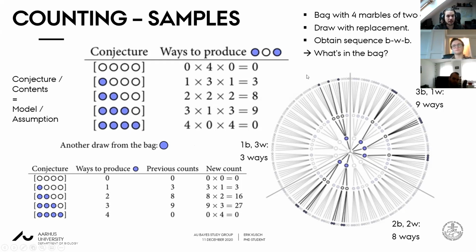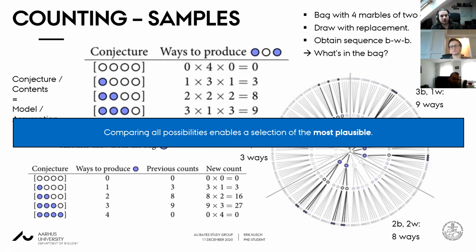The sequence doesn't actually play any role. Irrespective of which sequence we sample them in, we would always get to these counts right here. So comparing all possibilities that we get from counting all of these different paths enables a selection of the most plausible model or assumption.